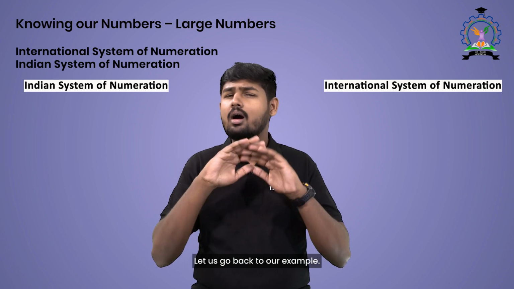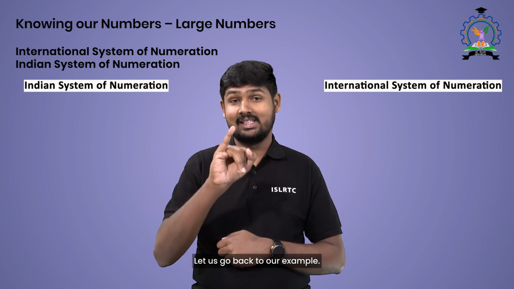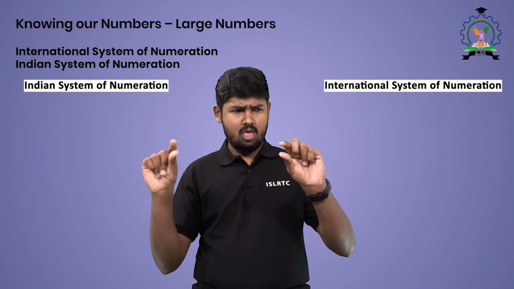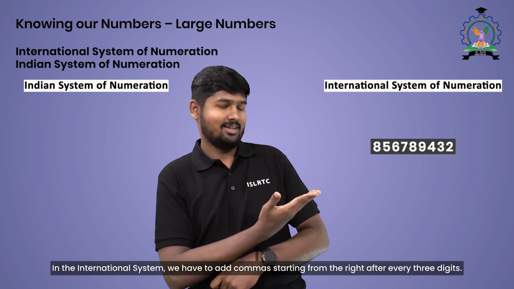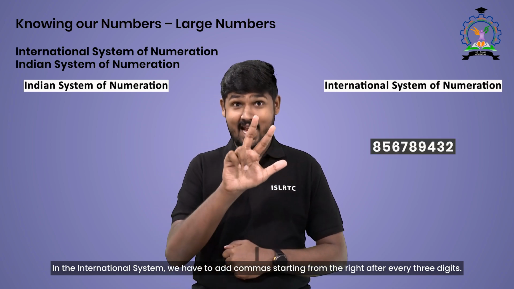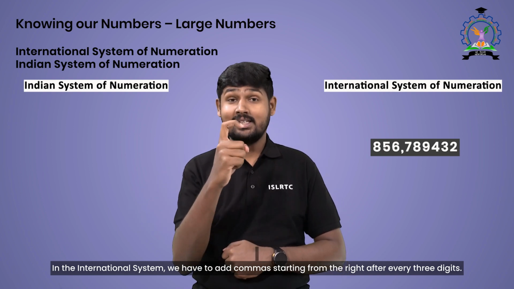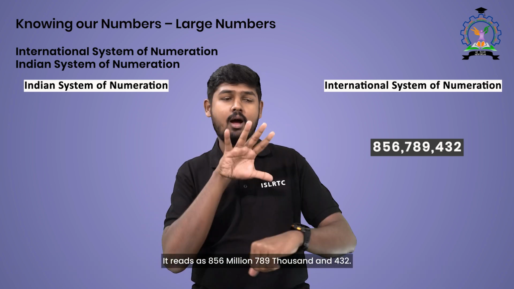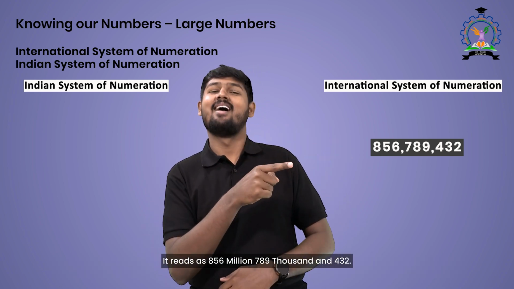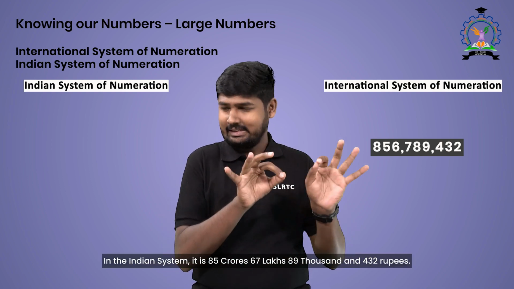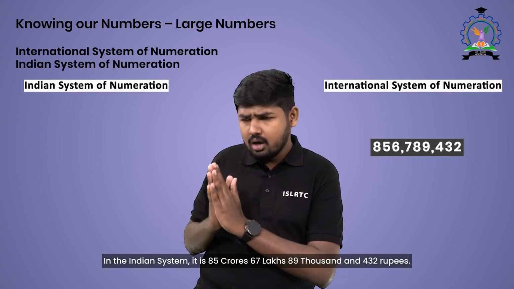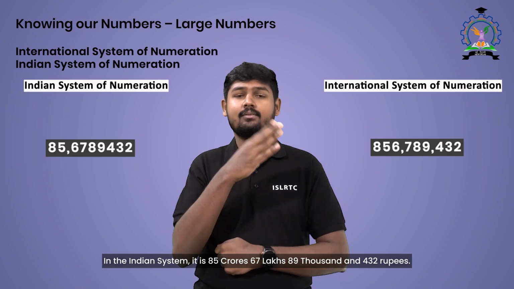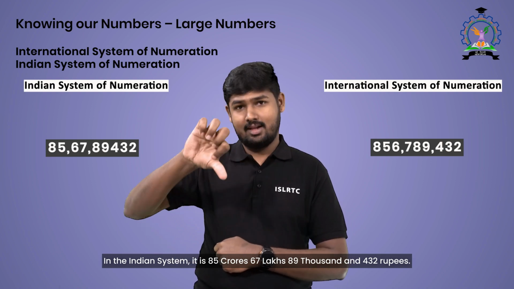Let us go back to our example. In the international system, we have to add commas starting from the right after every 3 digits. It reads as 856,789,432. In the Indian system, it is 85 crores, 67 lakhs, 89,432 rupees.